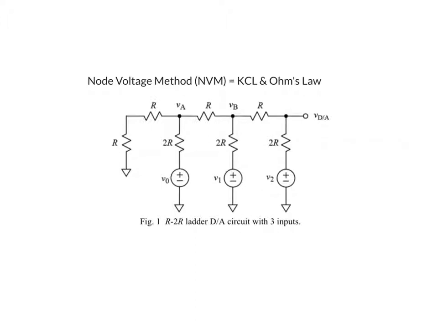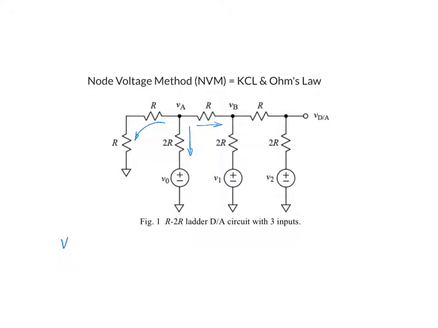So the way you do this is at each node, you imagine that there's a current going out of the node. There are all these currents, but you don't actually write these currents as currents. You write these using Ohm's law.